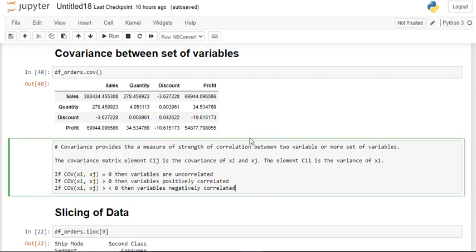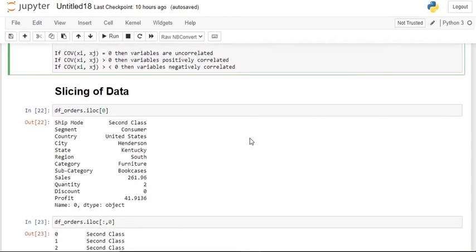And we have to focus on the negative correlation between two variables. So we have to put our efforts into improving the relationship, which will be helpful to improve the business process. Next, slicing of the data.